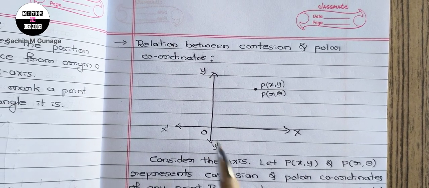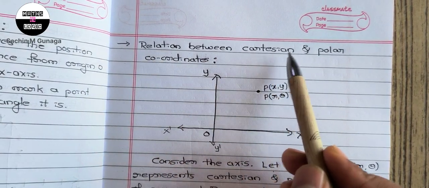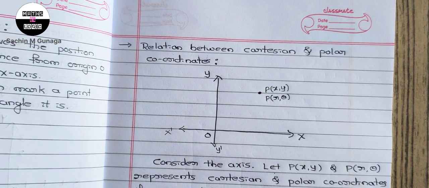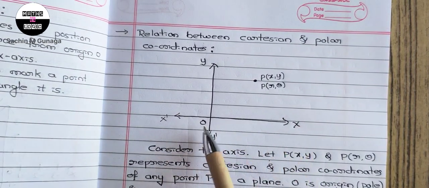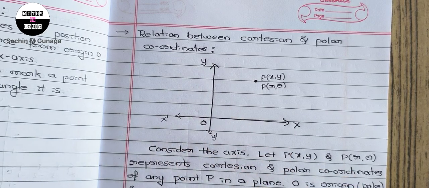Hello everyone, in this video we will see the relation between Cartesian and polar coordinates. For this, let us consider the axes XOX' and YOY'.